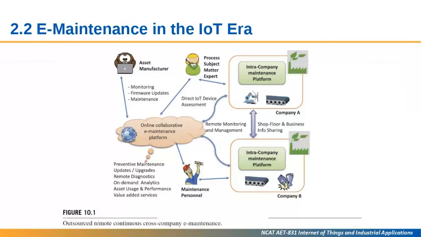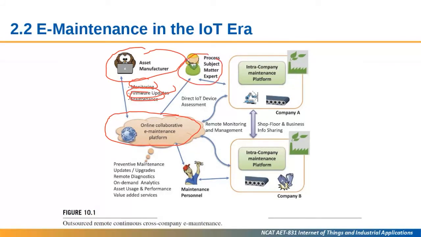So this is the online collaborative e-maintenance platform. The asset manufacturer can use this platform to monitor the asset they produce and do the firmware updates and maintenance. And process subject matter experts can use this platform to do the assessment of the devices, and also they can do the monitoring and management. Right? And also the maintenance personnel can make use of this platform to do assessment and monitoring.